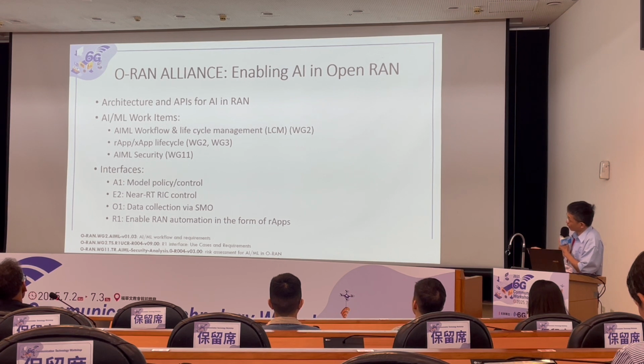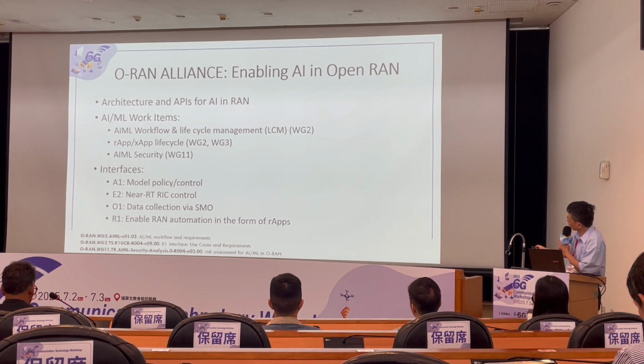O-RAN Alliance is another standard. It is actually a compromise with the 3GPP standard. 3GPP focuses on RAN, but O-RAN Alliance wants to increase its scope. So O-RAN Alliance already has some workshops co-working with 3GPP. There is still a long way to go, but they have some new ideas. Basically, O-RAN Alliance tries to define the architecture and API for AI in RAN. They have some AI/ML related work items in working groups 2, 3, and 11. Security is also one of the important issues for AI/ML.